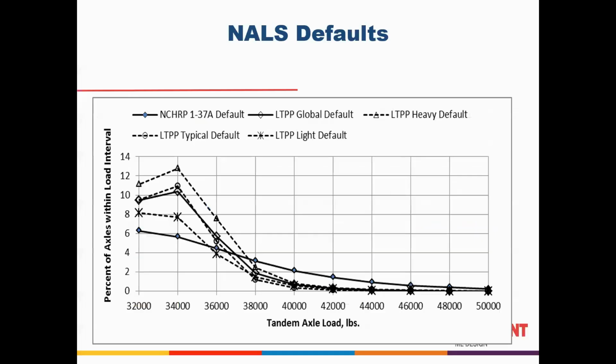There are default values for this as well. There's the one that was derived from the original 137A study, but then also there have been 4 groupings using LTPP data: a heavy, a light, or typical, or kind of average, and a light default values, and then a global default, which is essentially an average of the other 3. And so, lacking your own information, you can use one of these as level 3 inputs.